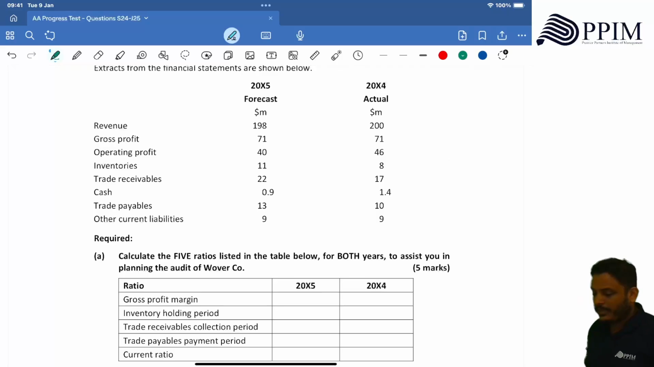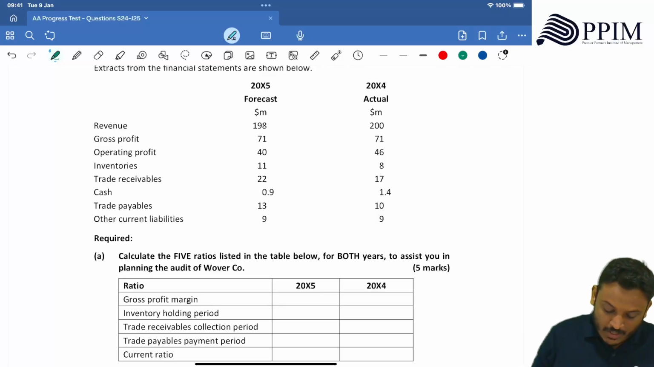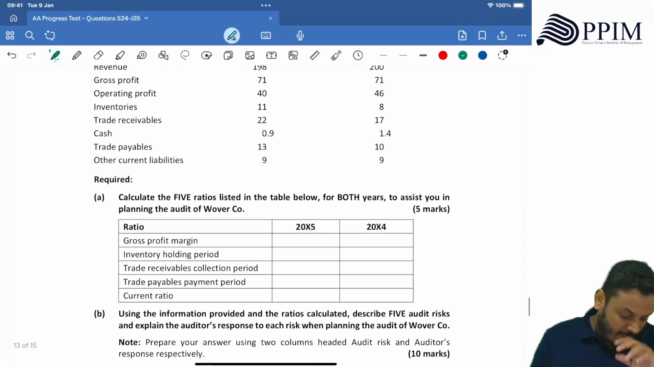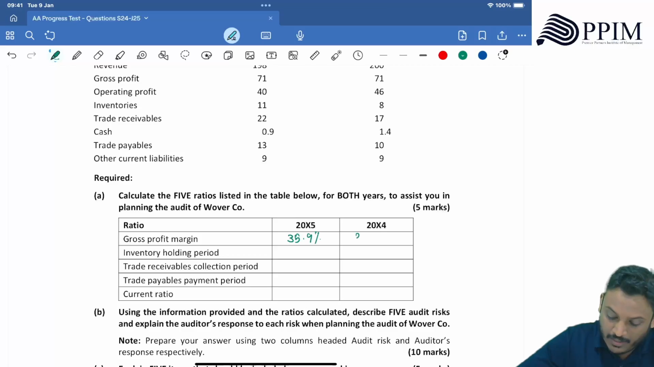For control, okay. See here: gross profit margin, inventory period, receivable period, payable period, current ratio. Don't forget to calculate what? Efficiency ratios, again and again, I'm telling, right? So let's make the answer here: 35.9% gross profit, 35.5% gross profit. Inventory holding period 32 days.